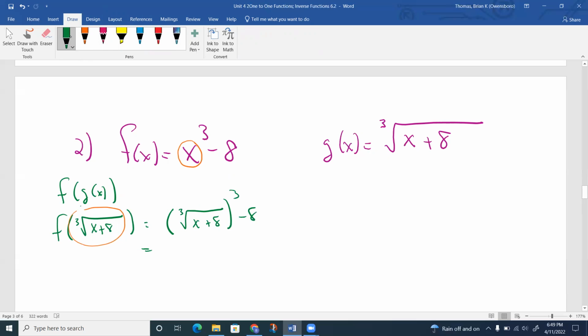But cube root and cubing are inverse operations, so they cancel each other out. And that leaves me with x plus 8 minus 8. And then the plus 8 and the minus 8 will zero out, and that leaves me x. So that passes that. F of g of x does equal indeed x. So to verify this further, though, we have to prove that g of f of x equals x.